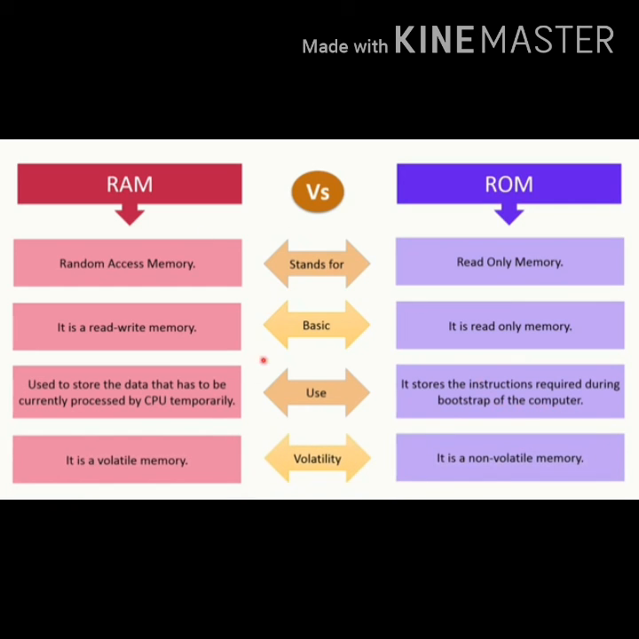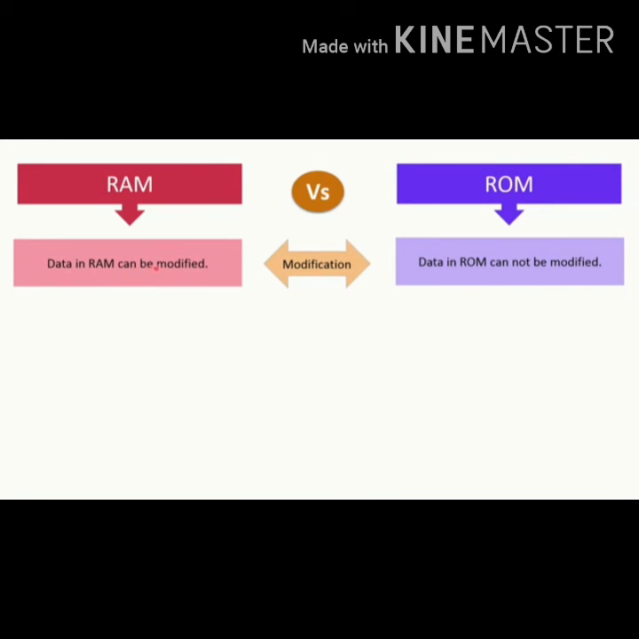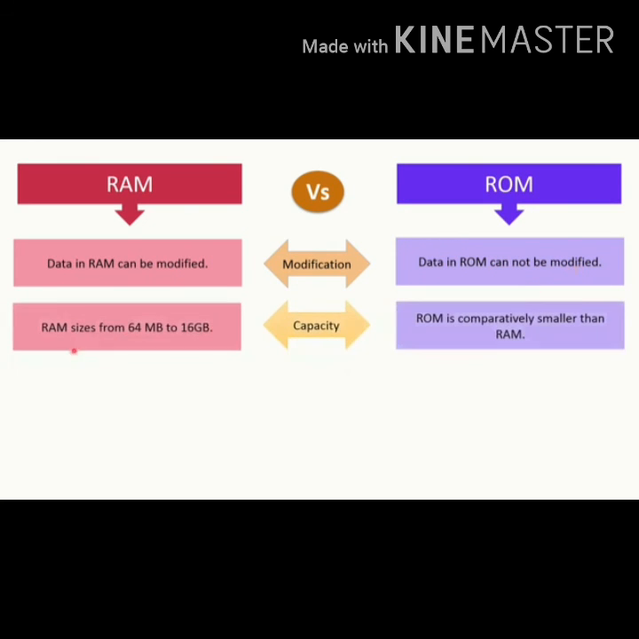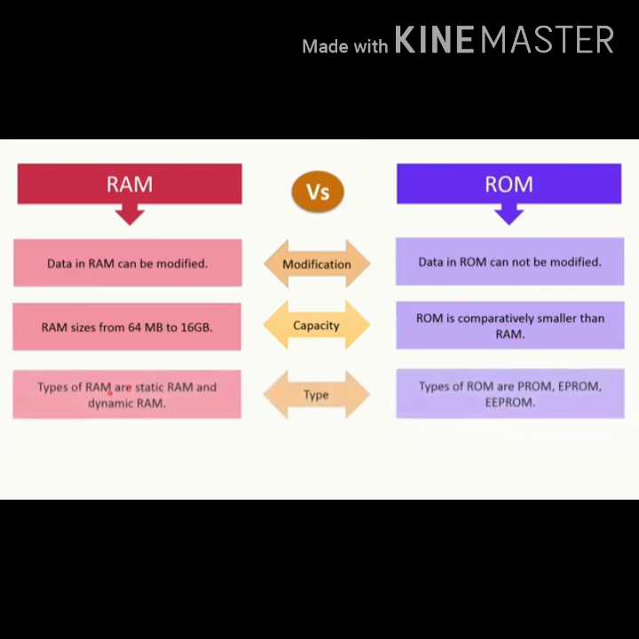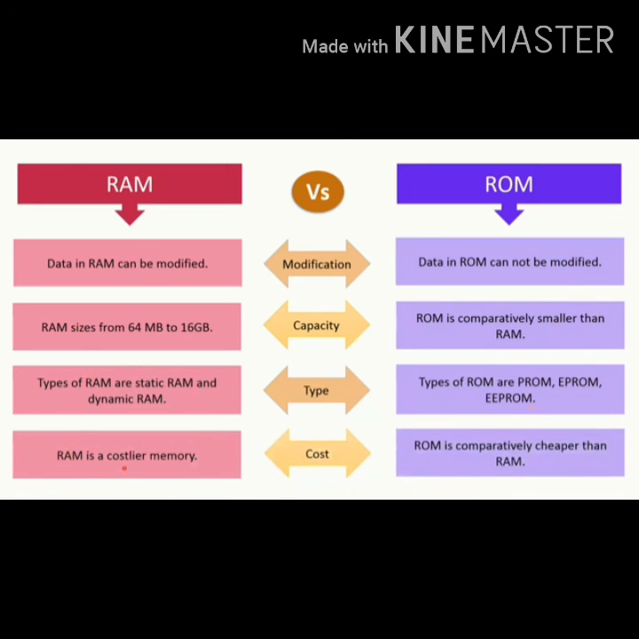RAM is a volatile memory, as against ROM, which is a non-volatile memory. Data in RAM can be modified. Conversely, data in ROM cannot be modified. RAM sizes range from 64 MB to 16 GB. On the contrary, ROM is comparatively smaller than RAM. There are two types of RAM, static RAM and dynamic RAM, whereas ROM has three types, PROM, EPROM and EEPROM. RAM is a very expensive memory, while ROM is comparatively cheaper than RAM.